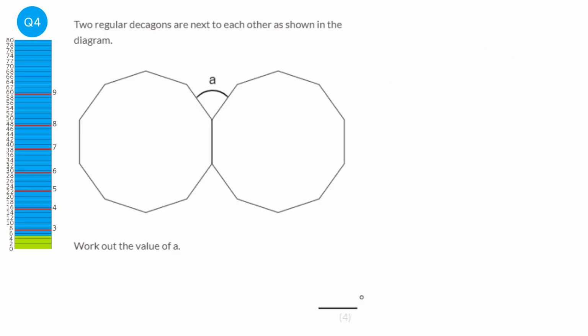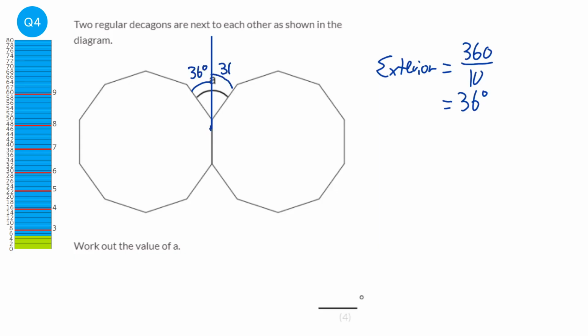To find the exterior angle of any polygon, we do 360 divided by the amount of sides. These are decagons, which means they have 10 sides. So the exterior angles will be 36 degrees. And the exterior angle is just an angle that continues on from the side. So this one here is the exterior angle of the left hand decagon, and this one here is the exterior angle on the right hand decagon. So altogether the angle A will be 36 plus 36, which will be 72. So our answer will be 72 degrees.